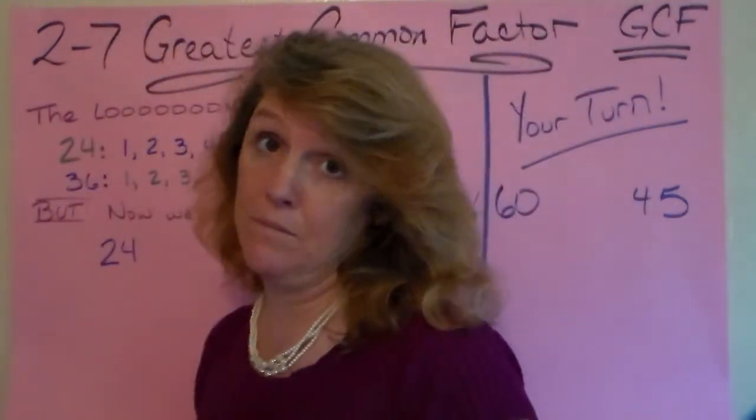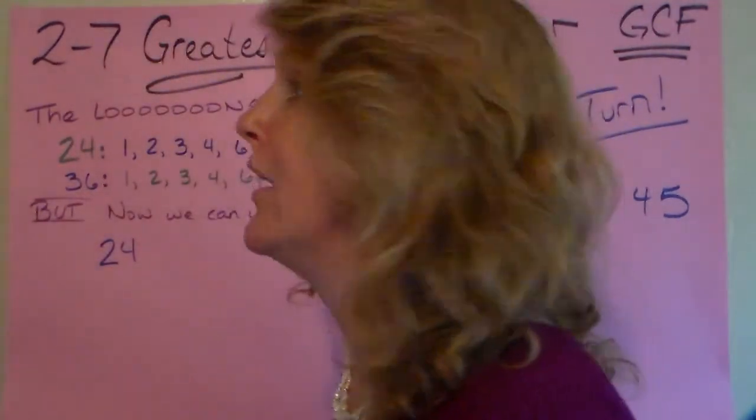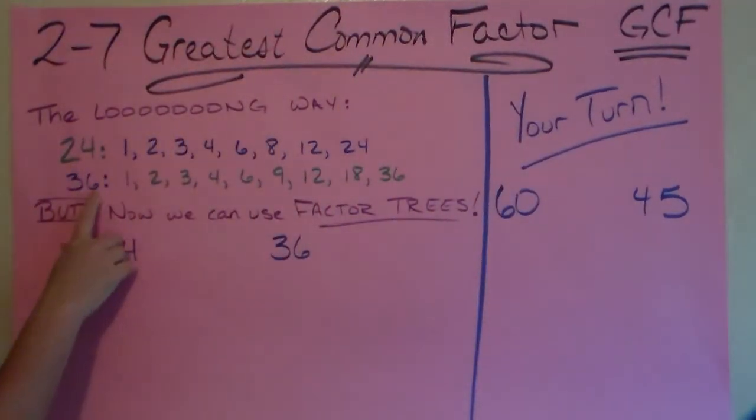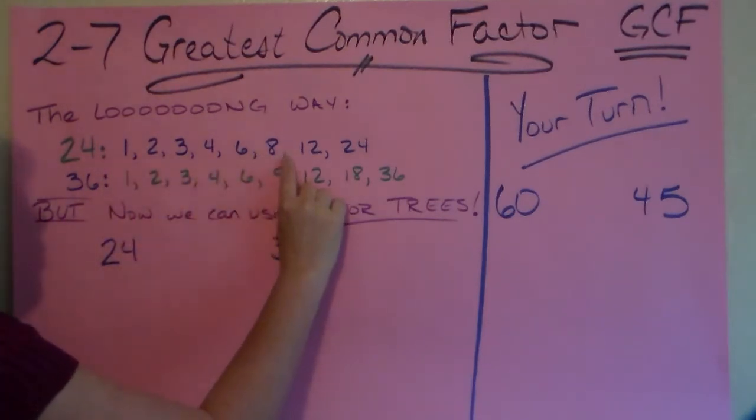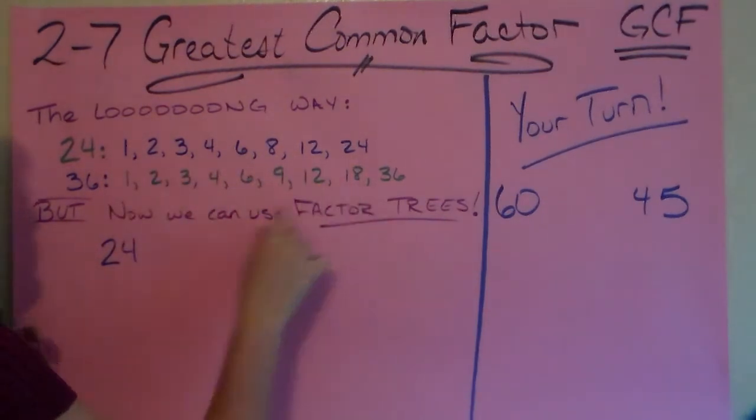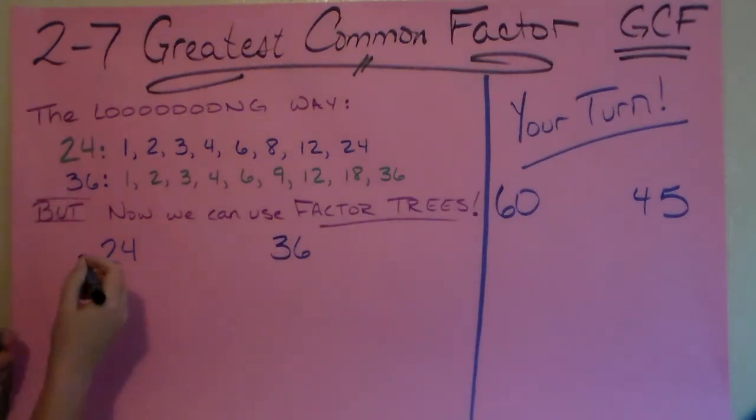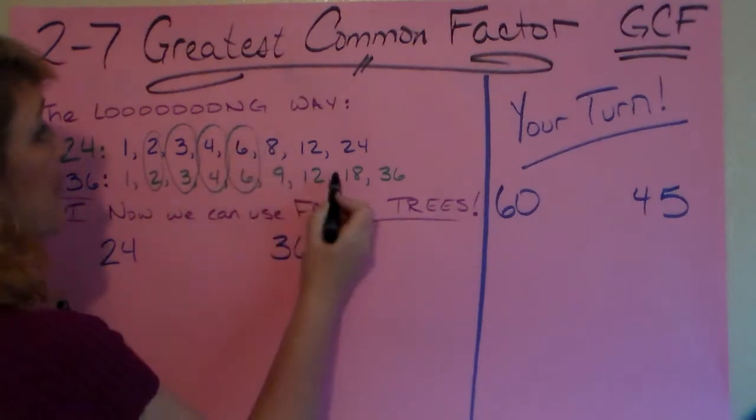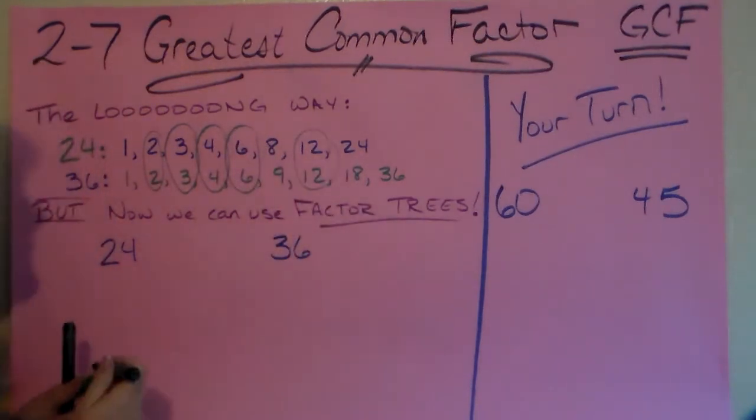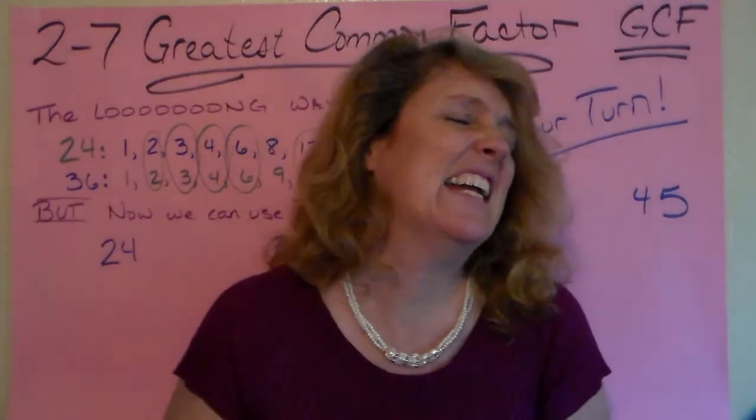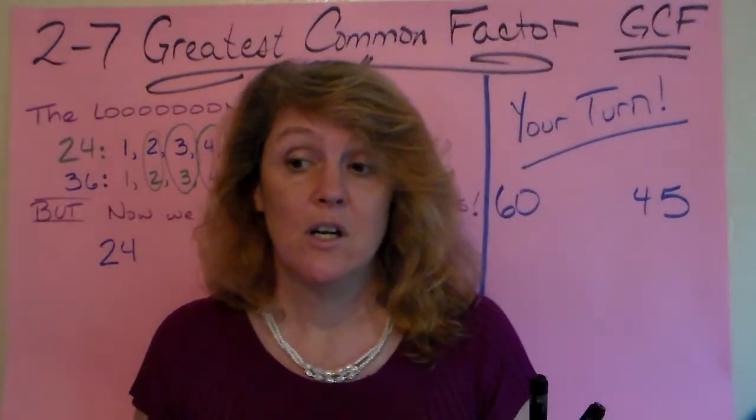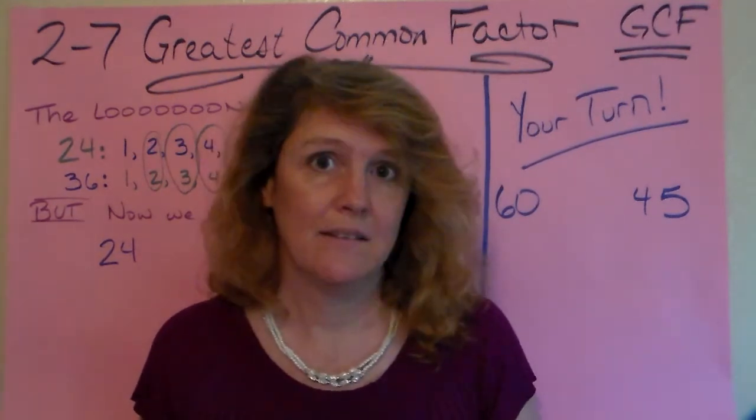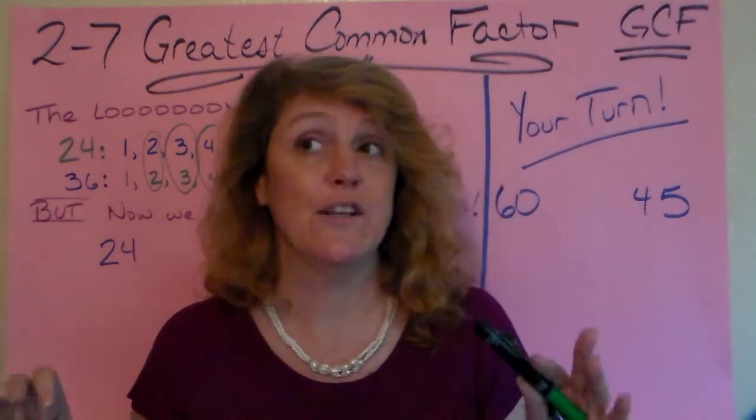You've done this before, but you did it the really super long, irritating way. The long way to find the greatest common factor of 24 and 36, you had to write out all the factors and then you'd circle all the ones they had in common. You remember doing this? I used to do this and I'd always forget one and then I'd get it wrong, and I'd hate that. Now, you can use factor trees and you can't forget anything. It's really cool and it's really easy.